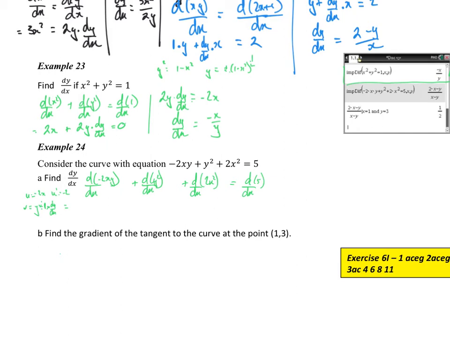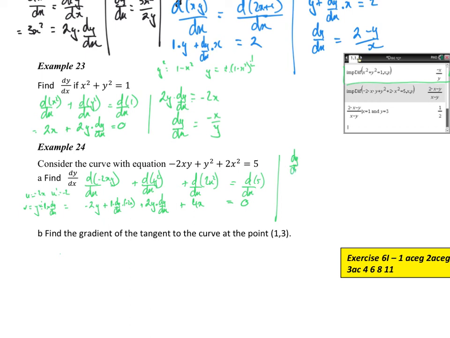So I get the derivative of the first, which is negative 2, times the second, plus the derivative of the second, which is 1 times dy dx, times the first, which is negative 2x, plus the derivative of y squared with respect to x, so it's the derivative of y squared with respect to y, which is 2y, times dy dx, plus the derivative of 2x squared with respect to x, which is 4x, equals the derivative of 5 with respect to x, which is 0. So we keep all the dy dx terms on the left-hand side and put everything else on the right-hand side.